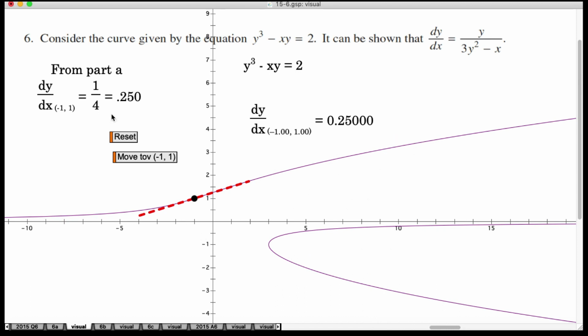Okay, and this is what it looks like. This is this curve right here. And I drew a little sliding tangent here, and you can see the slope is changing. These are the x and y coordinates, and as the x and y coordinates change, the slope is changing. You don't need to do this, but it's just kind of nice to see what's going on sometimes. And if I move it to the point minus 1, 1, you see the slope is 0.25, which is what we came up with in part A.